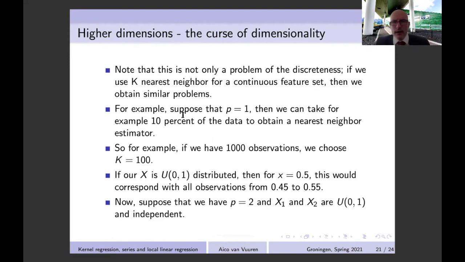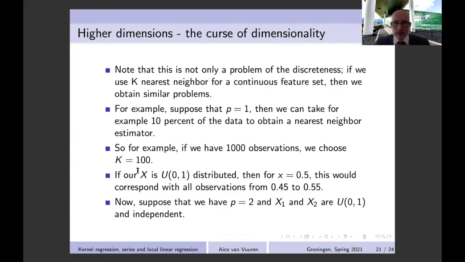Let's now look again at a situation in which p is equal to 1. Suppose that we would like to cover 10% of the data with respect to our nearest neighbor estimator. So for any prediction that we make, we would like to cover at least 10% of the data in order to not have that high variance, of course. That means, for example, that with 1,000 observations, in terms of the k-nearest neighbor estimator, k is going to be equal to 100.